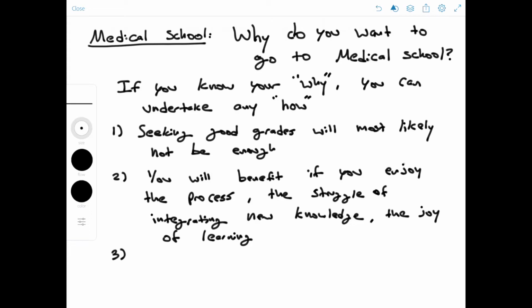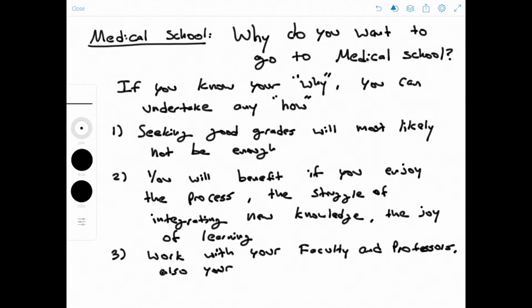But definitely do spend a little bit of time asking yourself why you're going to medical school. Why is this important? And if you really do enjoy the process, the struggle, trying to incorporate all that new knowledge, that competition aspect of trying to make yourself better, competing against yourself, then if you enjoy that learning process, this is going to be a wonderful experience.